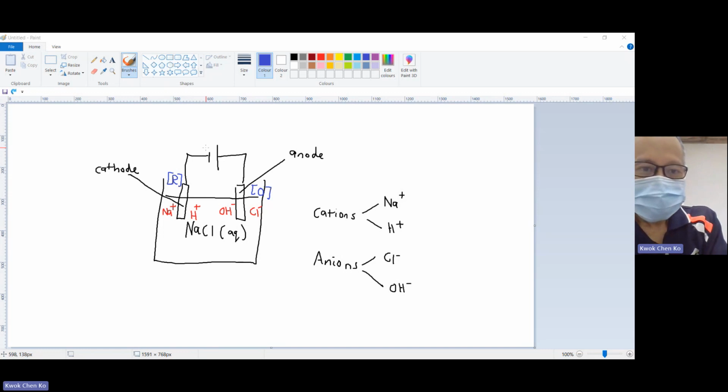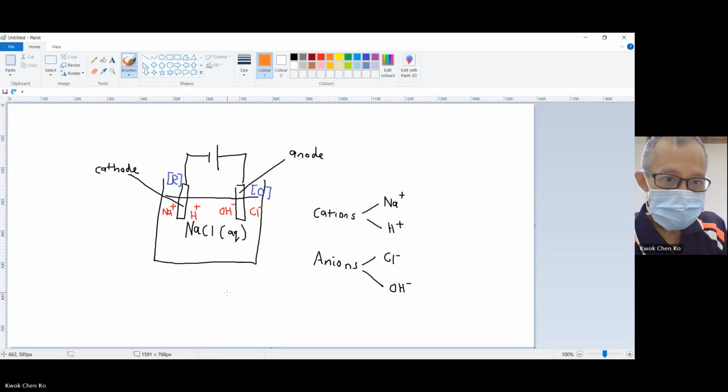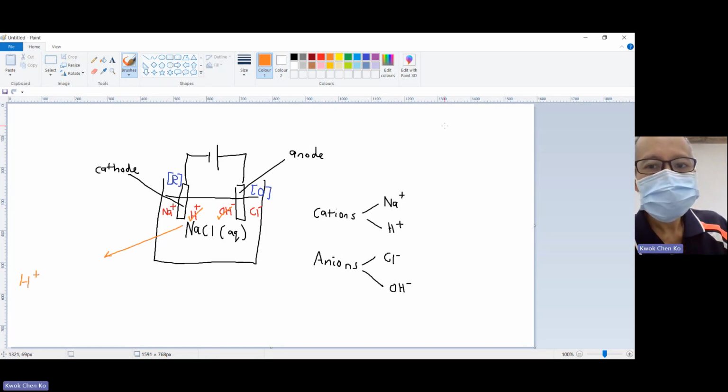Okay, let's go. So who gets reduced? H plus. Who gets oxidized? OH minus. But it's not good enough. You have to write out the equation. That's when your oil rig comes in. Reduction is gain of electrons. So this will gain electrons, so electrons on the left hand side.